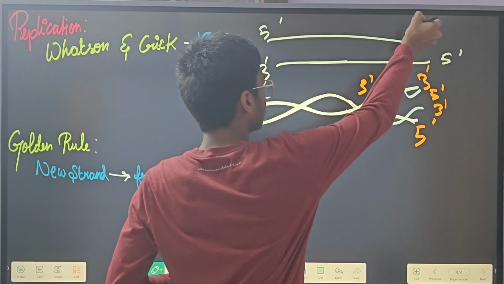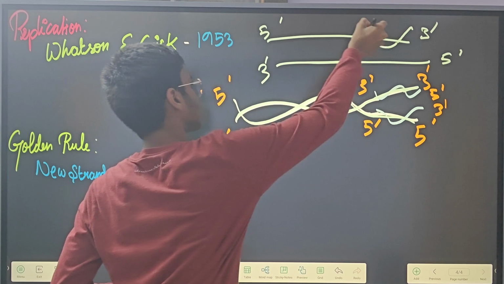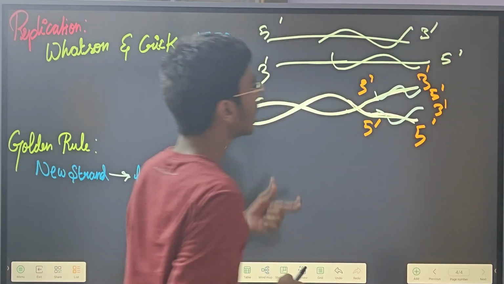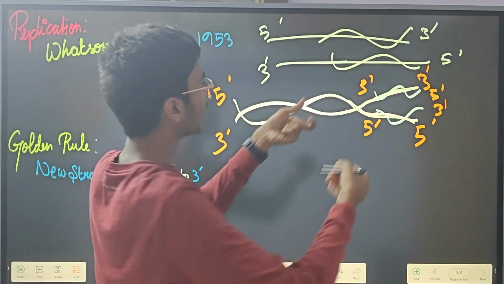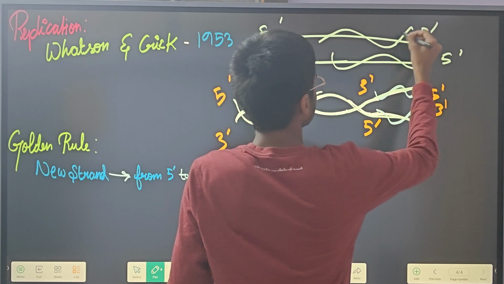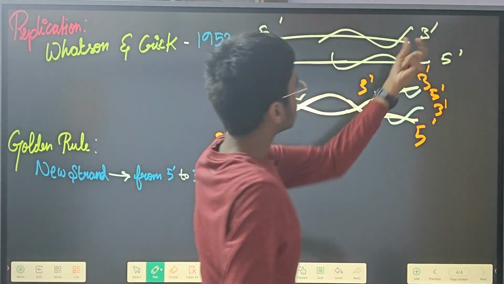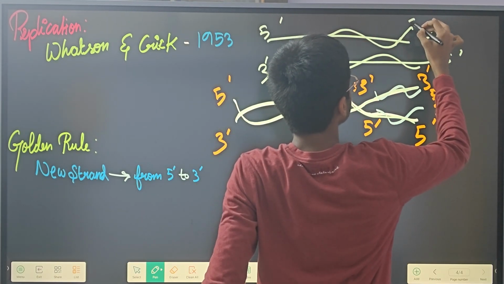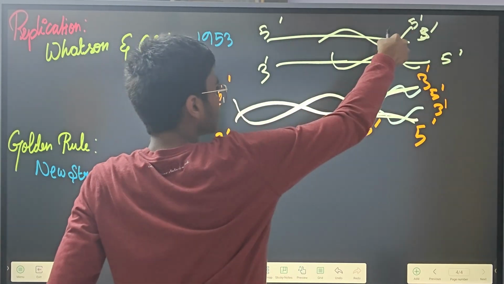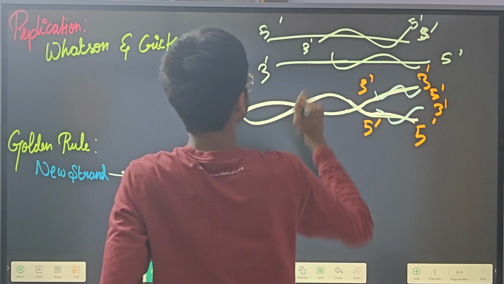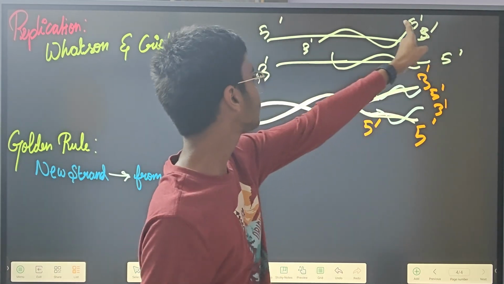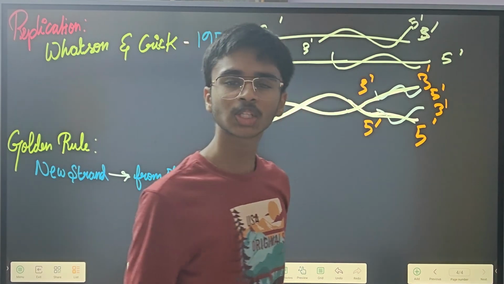Now the new strands that are being created: one will be created in this direction, and another will be created in this direction. Both the new strands will be opposite in direction. If one is being created like this, then another will be created like this. So this is 3 dash, so automatically we know that this is going to be 5 dash. It starts here and will end at 3 dash. What is our golden rule? The new strand has started from 5 dash and then it has completed with 3 dash. This is what the golden rule is.